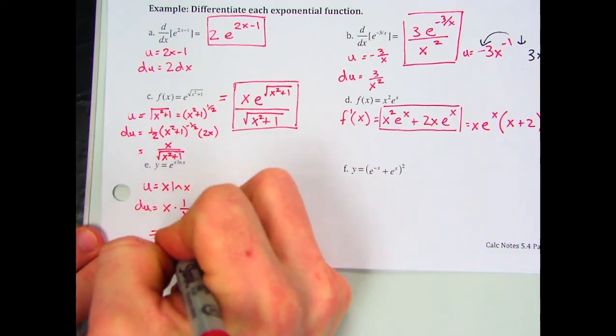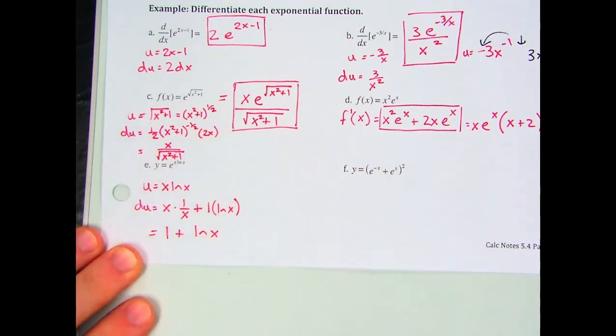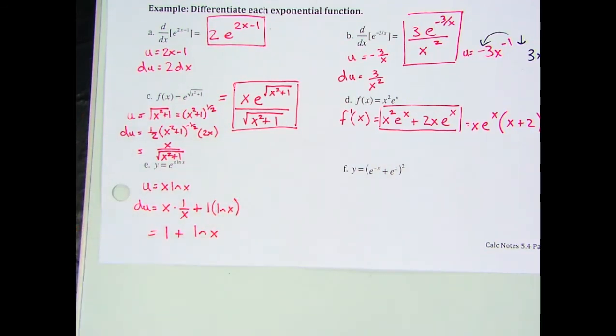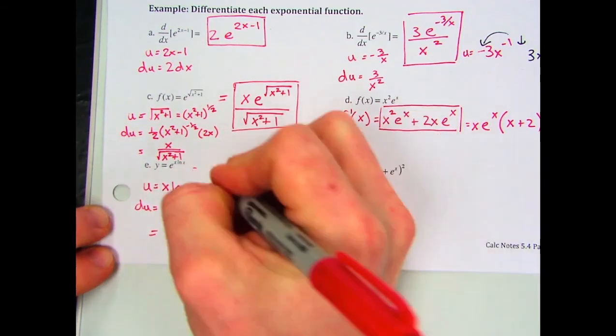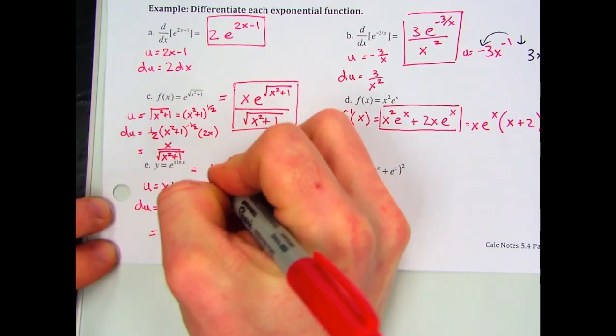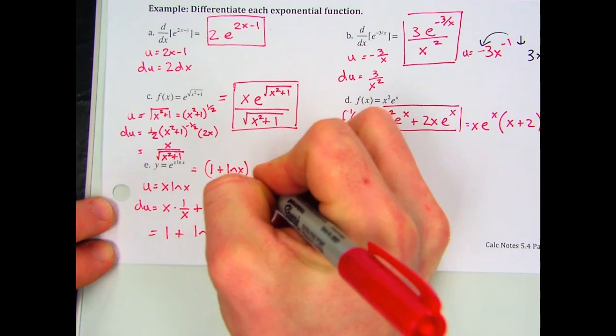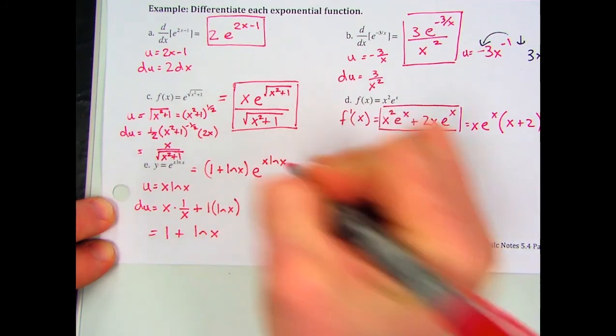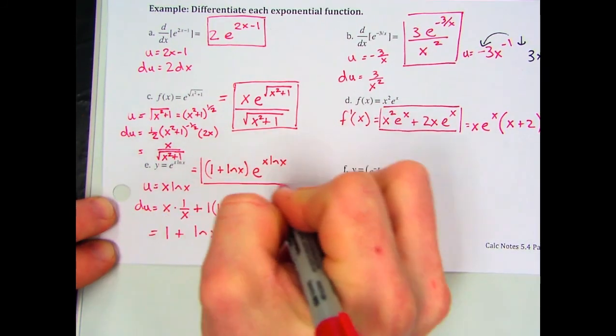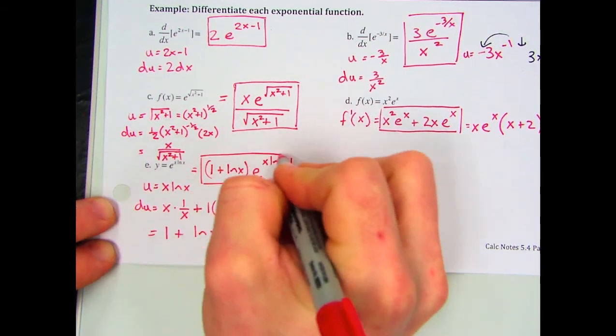Exactly. That's product rule also. Natural log of x, the derivative is 1 over x. Yes. What's the integral? Natural log of the absolute value of x. Then now we just multiply that. So we have 1 plus ln x times e to the x ln x.